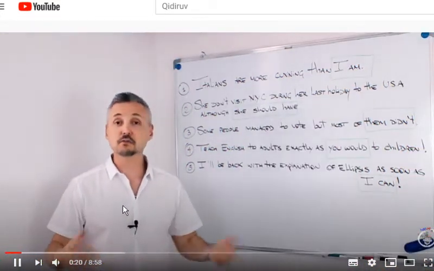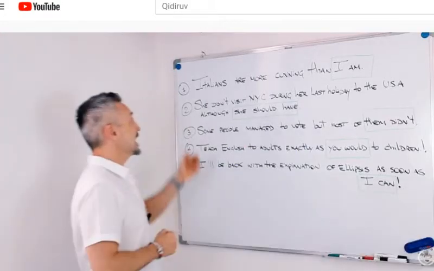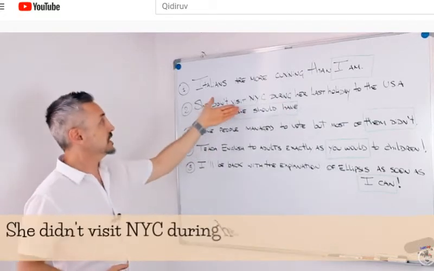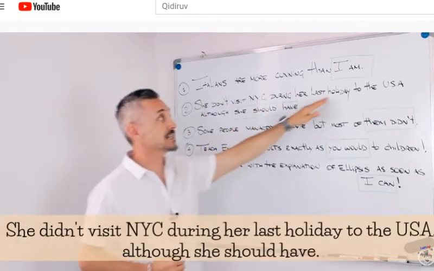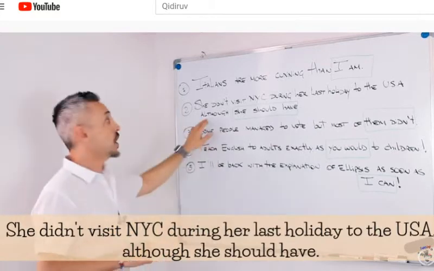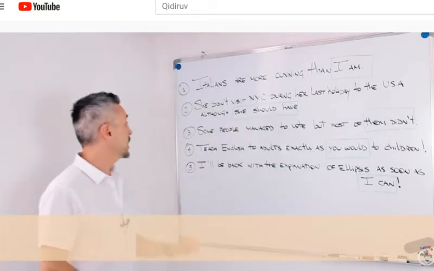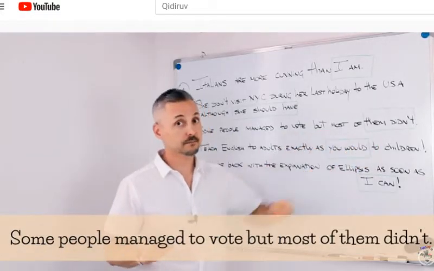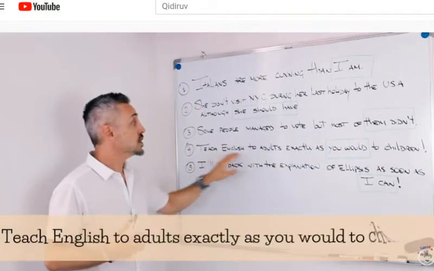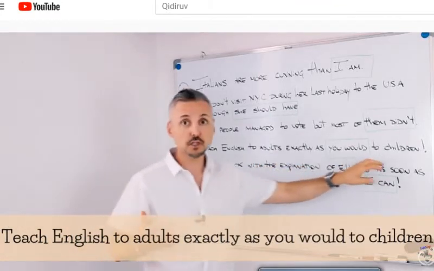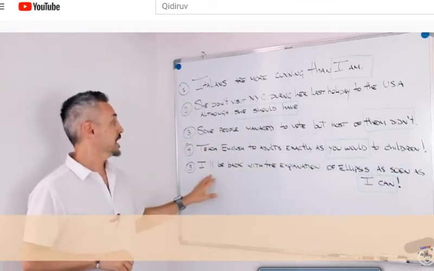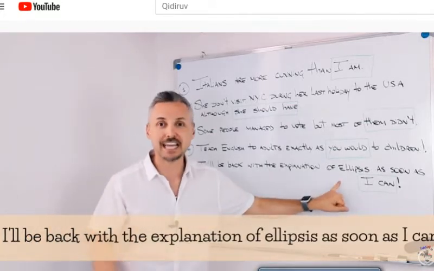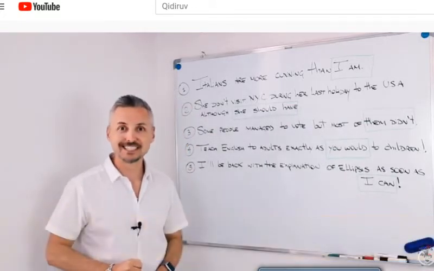I'm doing great, thanks for asking. Italians are more cunning than I am. She didn't visit New York City during her last holiday to the USA, although she should have. Some people managed to vote, but most of them didn't. Teach English to adults exactly as you would to children. I'll be back with the explanation of ellipsis as soon as I can, so stay tuned.